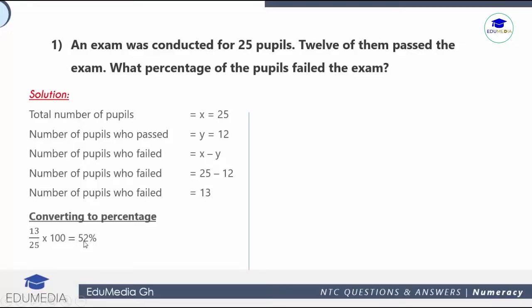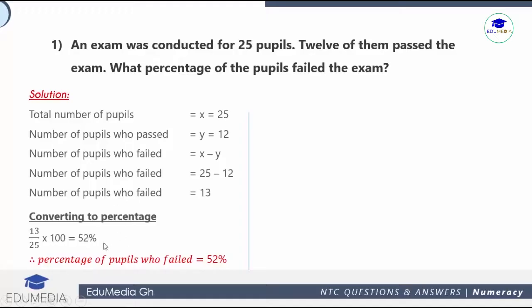So it means that the percentage of people that failed the exam is 52%. This is the answer. So we worked out the number, and then we converted it into a percentage. Now there's also an alternative way of doing this without converting it here.